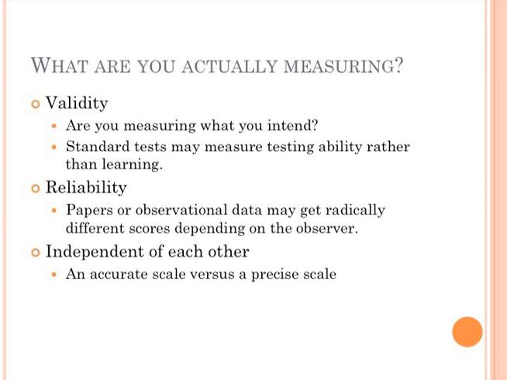Say I have another scale. I step on it and it says I weigh 187.2 pounds. And I step on it again. It says I weigh 187.2 pounds. So this would be a very precise scale. Every time I step on it, it gives me exactly the same weight. So it has good reliability. However, the scale is not accurate. It does not have validity because it's not giving me my actual weight.